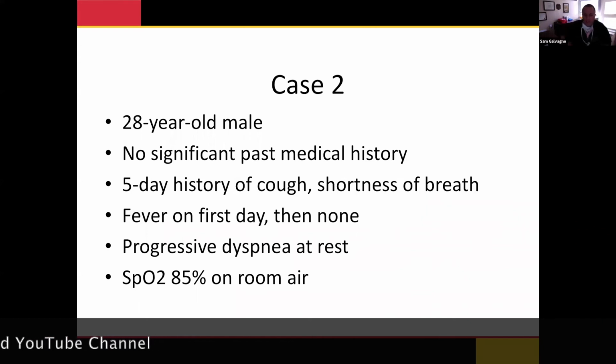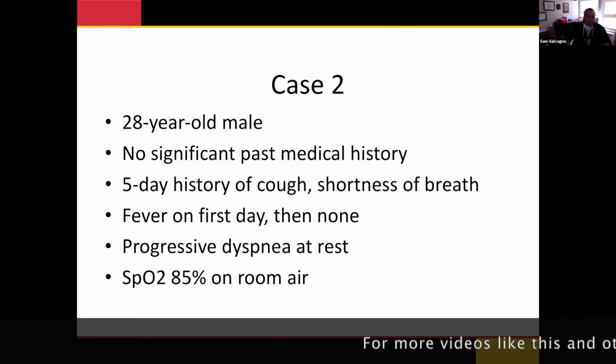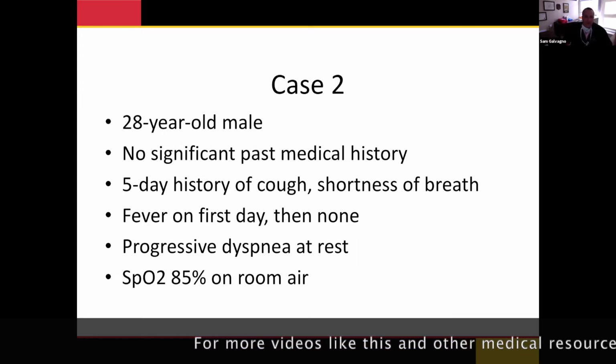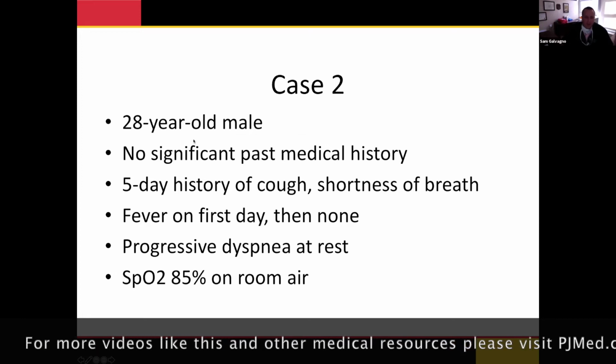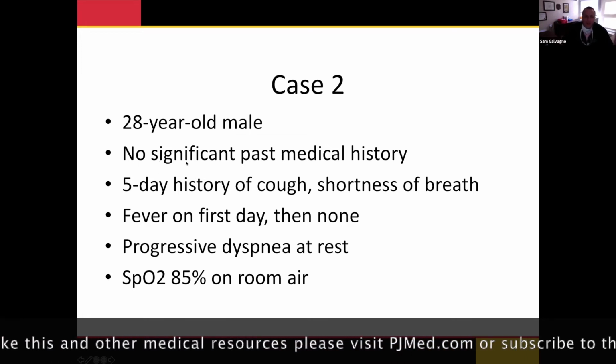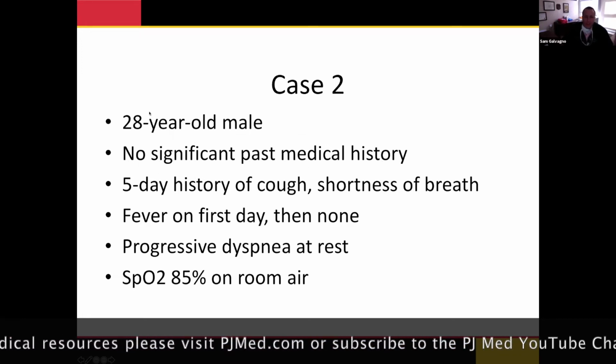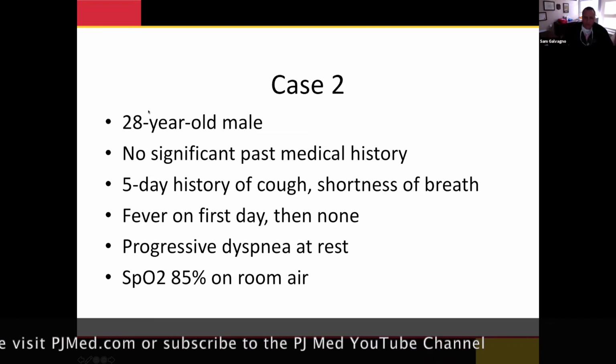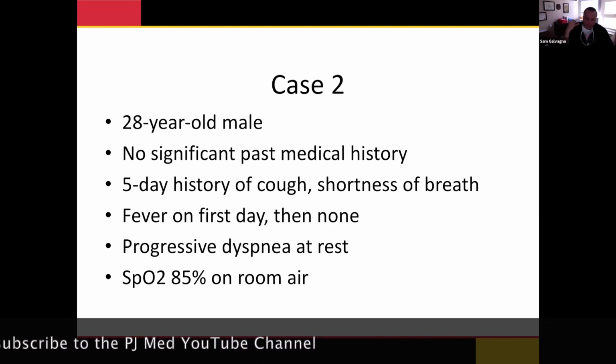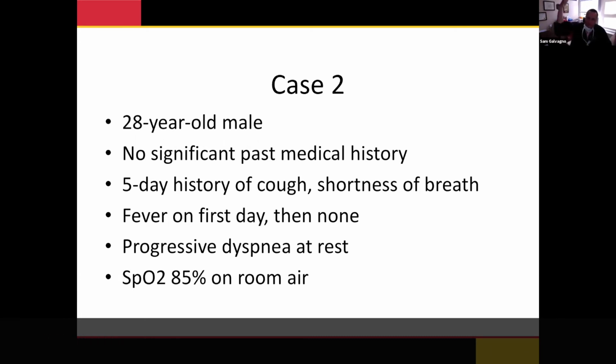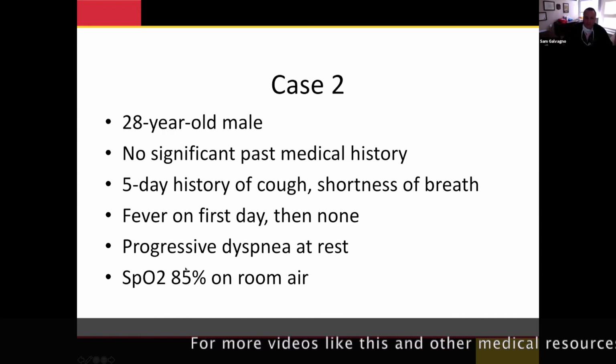Like I was saying, these are absolutely actual cases. Every piece of data here, I didn't make any of this up. This is a 28-year-old guy. Now this guy is one of the outliers. No real medical history, and he's young. He's 28. But he had a history of cough for 5 days, shortness of breath, febrile on the first day, lots of dyspnea at rest. And his sat on room air is 85%.